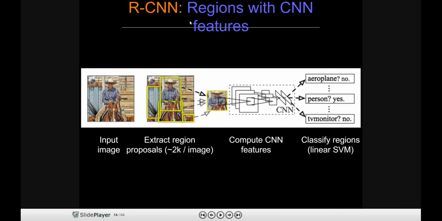Okay, so here I'm going to talk to you about R-CNN, Regions with CNN features. It has basically four steps: input image, extract region proposals. They extract about 2000 region proposals from the image. These are the proposal portions. Warp each one to a fixed size, compute features with a convolutional neural network, and then classify through a linear SVM.